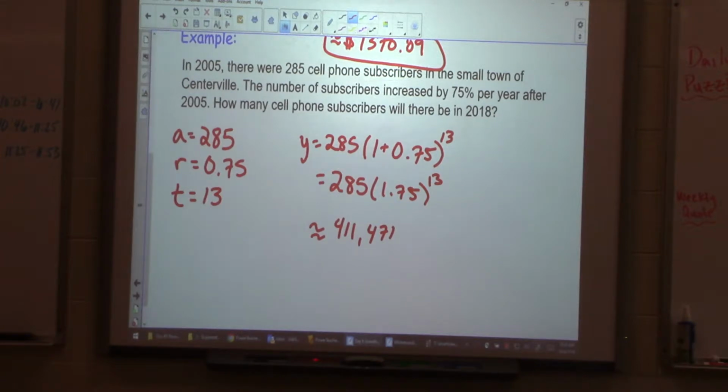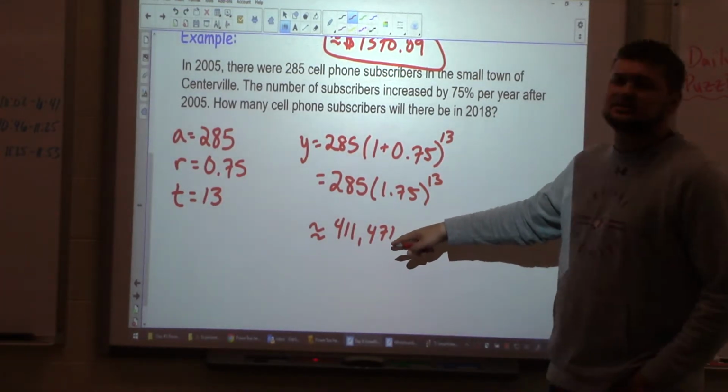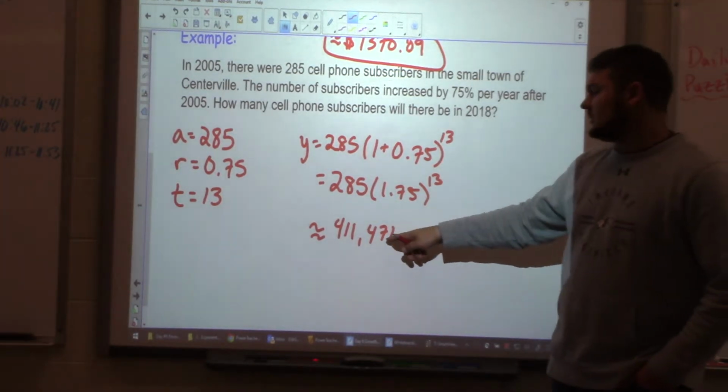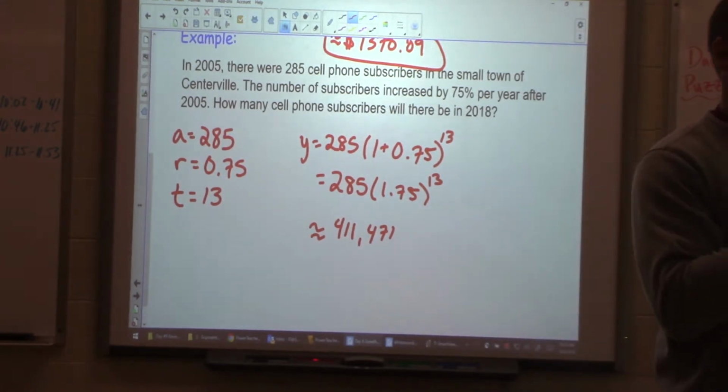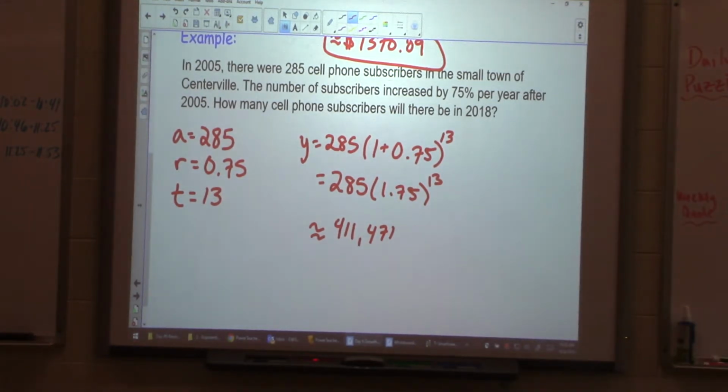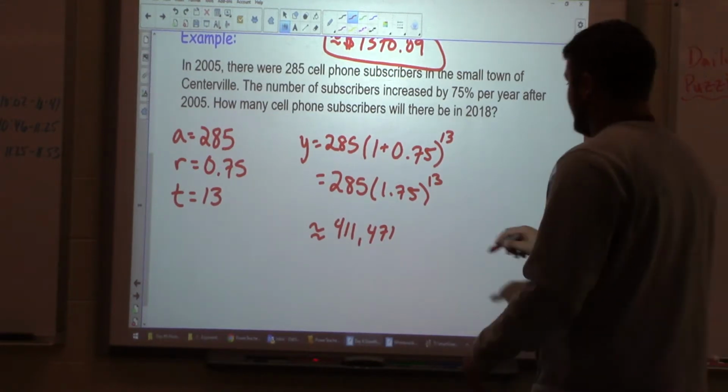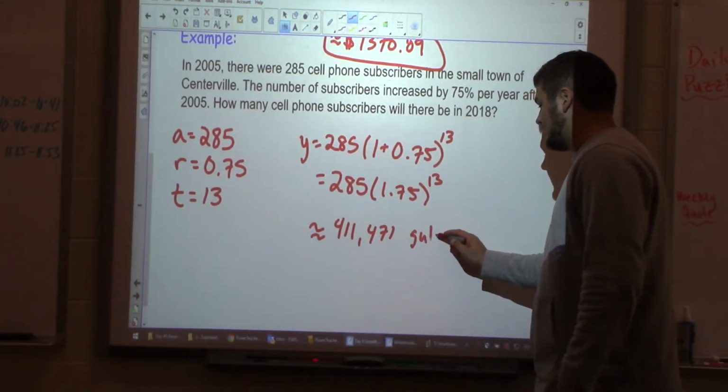Even on a test, if you know it's more than this because it was point something, and you put 472, that's fine with me. So you're just rounding up to a whole person. I'm okay with that too. But we're talking about whole people. We're not going to take 0.24 of a person. That wouldn't make much sense. So then you put subscribers, people, whatever you want to put.